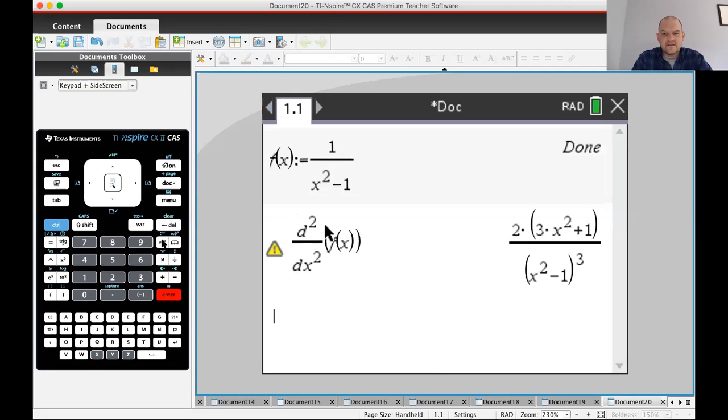F of x. So take out a negative 3x squared plus 1. Ooh, got it. We got it, guys and girls, everyone involved.